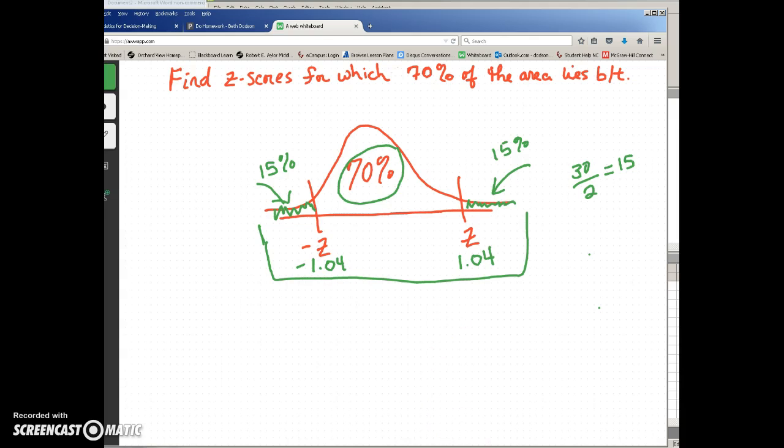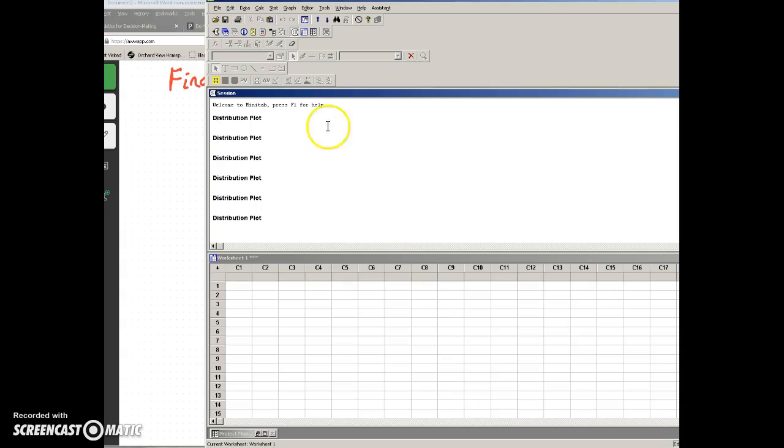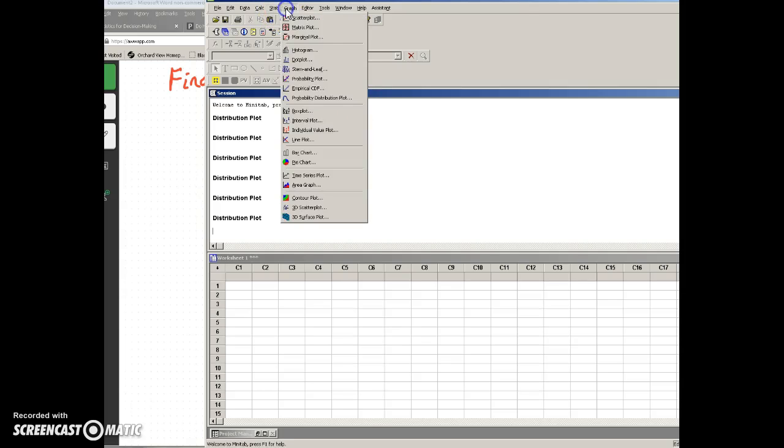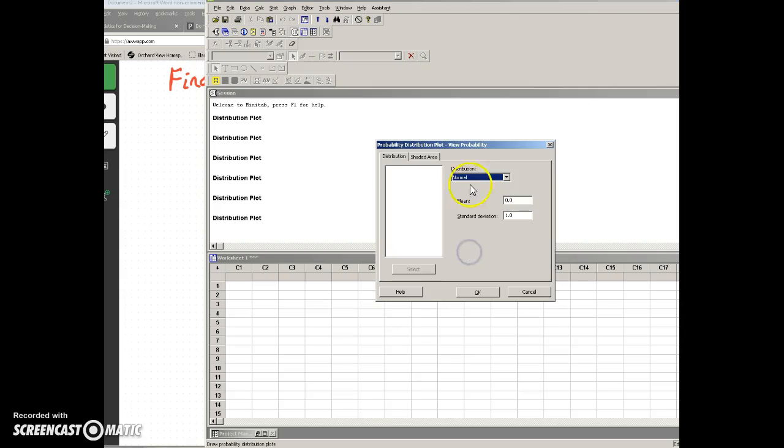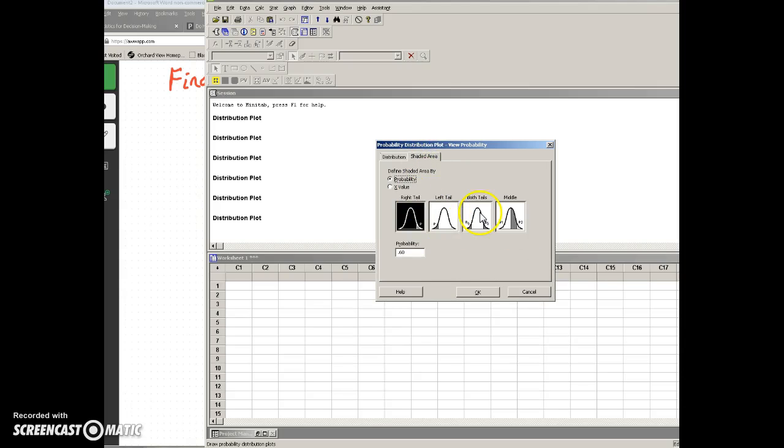Now, if you're lucky enough to have Minitab, let me just show you really quick how to do that in Minitab. We'll go into Minitab, under Graph, Probability Distribution Plot, View Probability, OK, Normal. We're using z-score, so we're mean of 0, standard deviation of 1, shaded area. We want to know the probability encompassed by two z-scores. Now, this key tells us right here we have the probability divided by 2, so we want to give it the whole probability that we know.